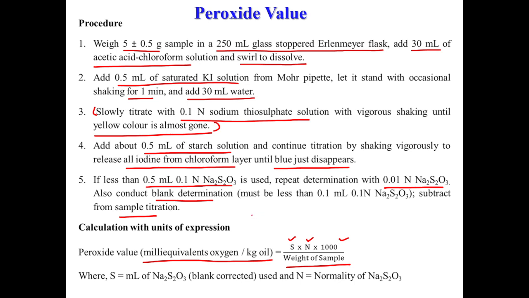So this is very easy to derive. We know that this is expressed as milliequivalents of peroxide oxygen per kg of the oil, or per kg of the sample, so milliequivalents are there. We know the definition of normality is the number of gram equivalents of solute present in 1 liter of solution, that is nothing but the number of equivalents. And if we apply the formula, that is the normality equation N1 V1 equals N2 V2.